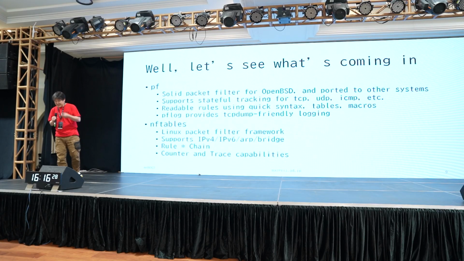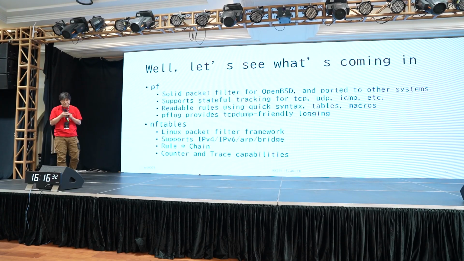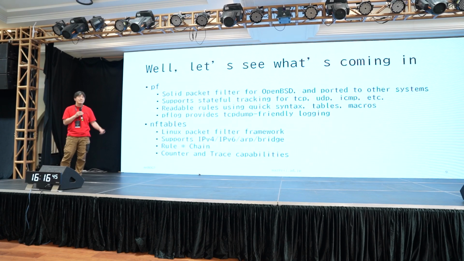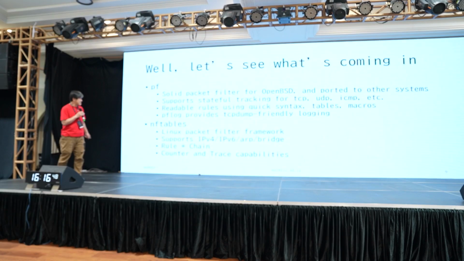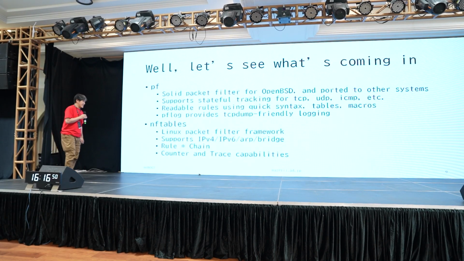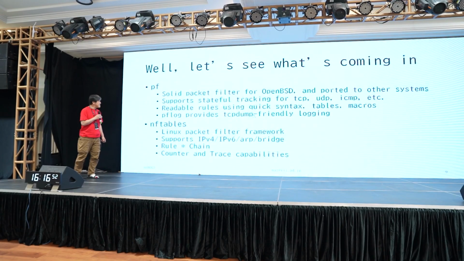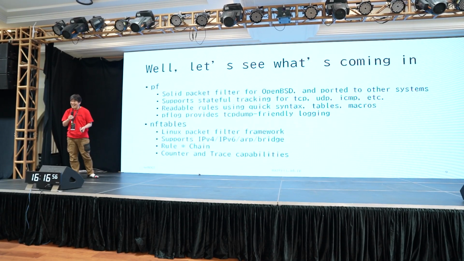Yeah, we have several implementations, and maybe there are some products to observe certain information, but I want to use open source software. So first one, then the PF, packet filter. It's a packet filter for OpenBSD, and also you can use PF on the FreeBSD system as well. Very solid packet filtering system. And also PF log provided TCP dump friendly logging. I love this. So very, very useful.